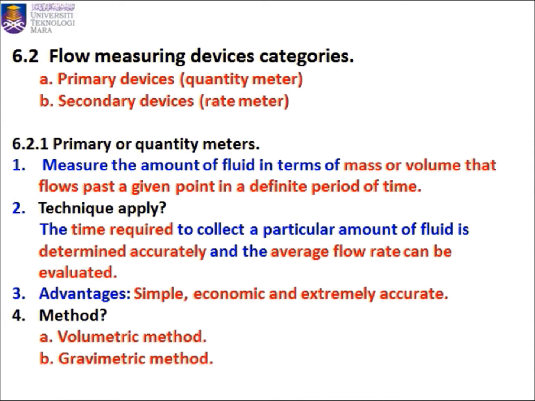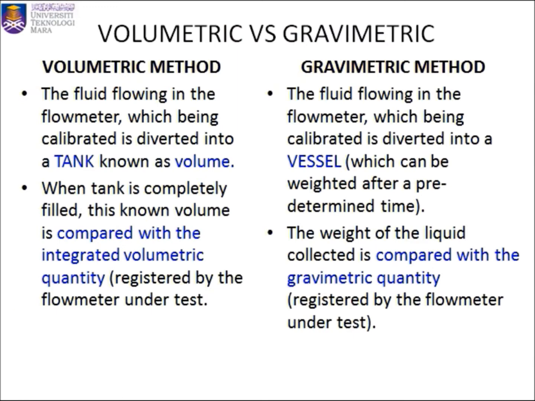So what are the differences between the volumetric method and the gravimetric method? Let's see the differences. For the volumetric method, the fluid flowing in the flow meter being calibrated is diverted into a tank known as a volume. Maksudnya ada tank, volume kan, volumetric method. So there is a tank known as a volume.